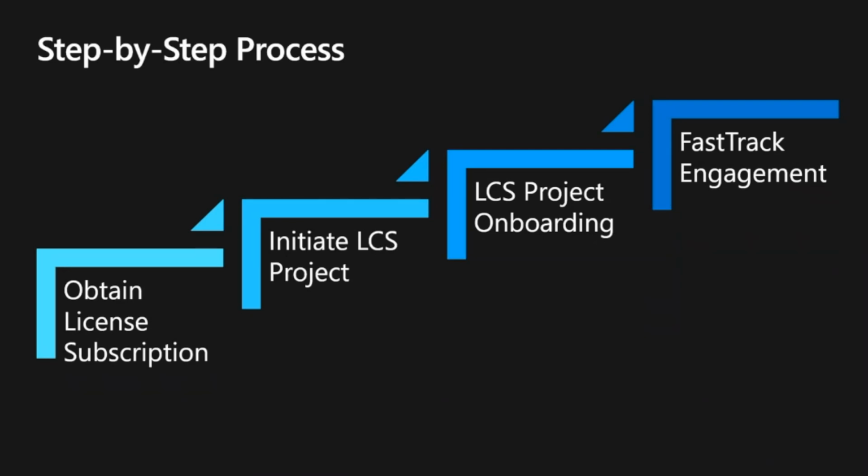At a high level, it's a 4-step process. First and foremost is buying the license. You need to have the appropriate license subscription at your tenant. After buying the license, you need to create the LCS project. LCS is a mandatory tool to be used to manage your implementation throughout for all finance and operations apps. After creating the LCS project, you need to complete LCS project onboarding, and lastly, FastTrack engagement.